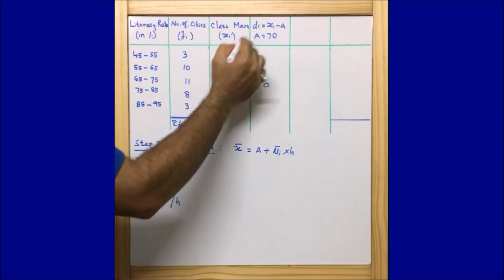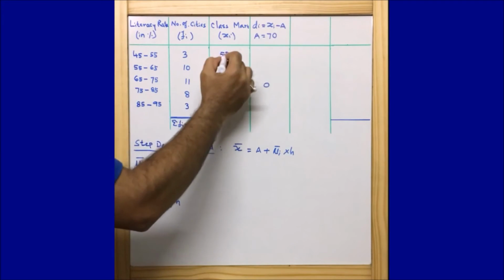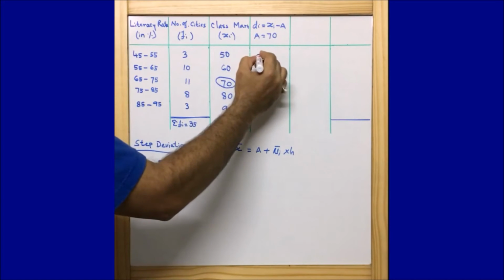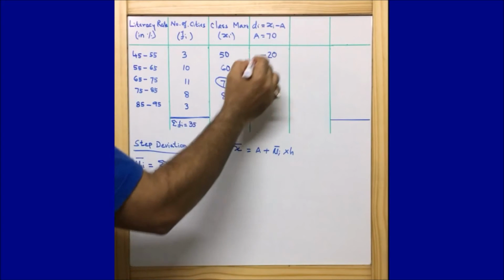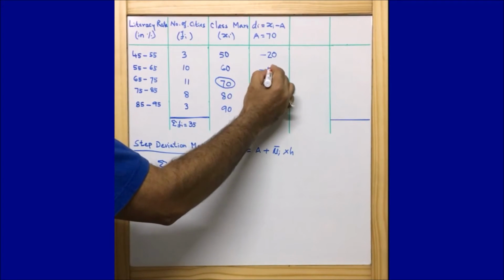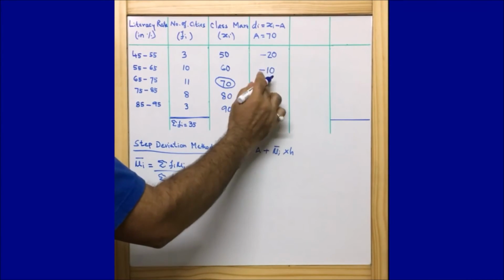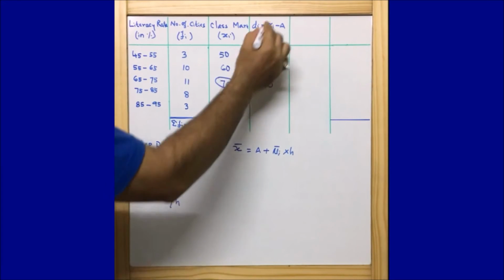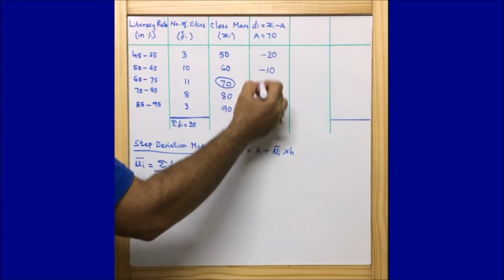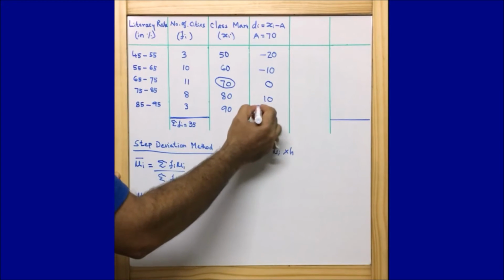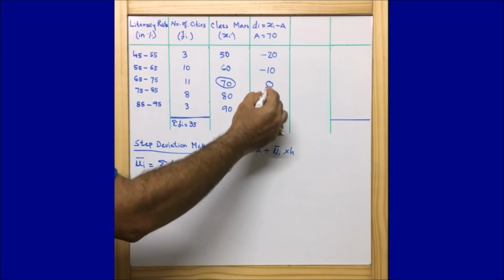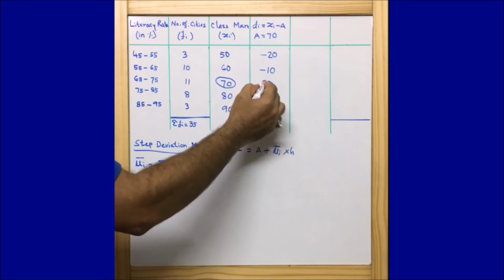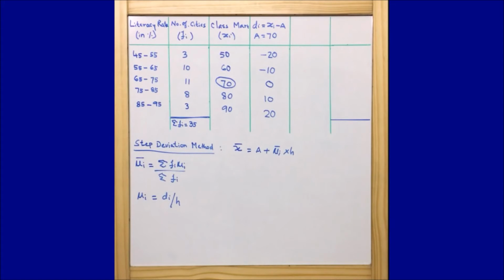Now let us calculate 50 minus a, because xi minus a, so 50 minus a, that means 50 minus 70 is minus 20. 60 minus 70, we are getting minus 10, and here we got 0 because 70 minus 70 is 0. Then 80 minus 70 is 10, 90 minus 70 is 20. So guys, you could see that it follows a particular sequence: 0 plus 10 plus 20, 0 minus 10 minus 20. Now after finding di, let us find out ui.